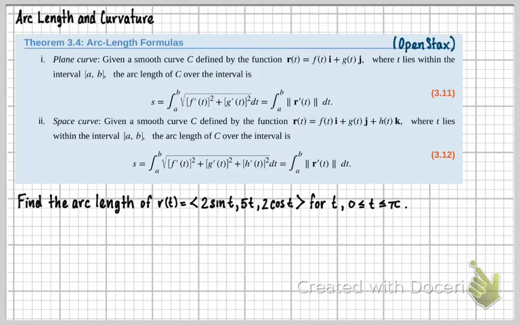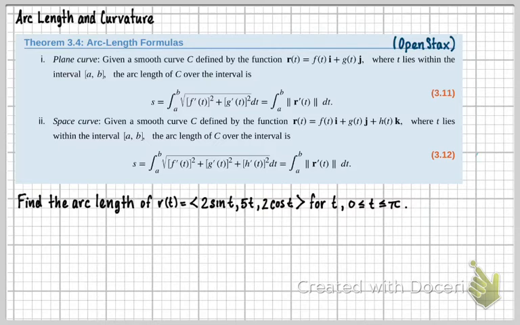dt. For a space curve, given a smooth curve C defined by the function r = (f(t), g(t), h(t)), where t lies within the closed interval a to b, the arc length of C over the interval is the integral of the square root of f prime squared plus g prime squared plus h prime squared, which essentially is the magnitude of r prime t dt. So that's all we really have to remember from this formula: I'm taking the integral of the magnitude of r prime t dt.